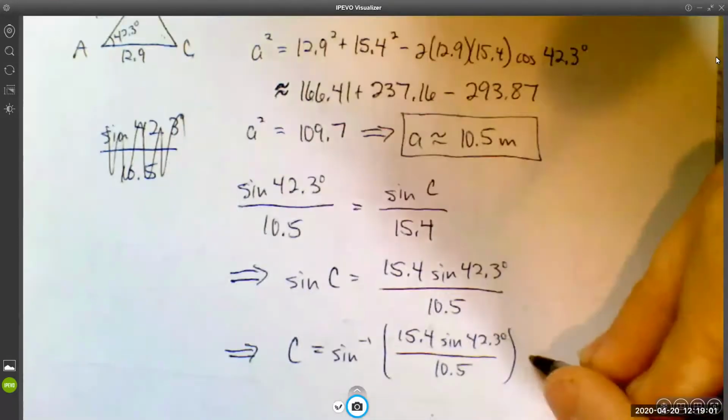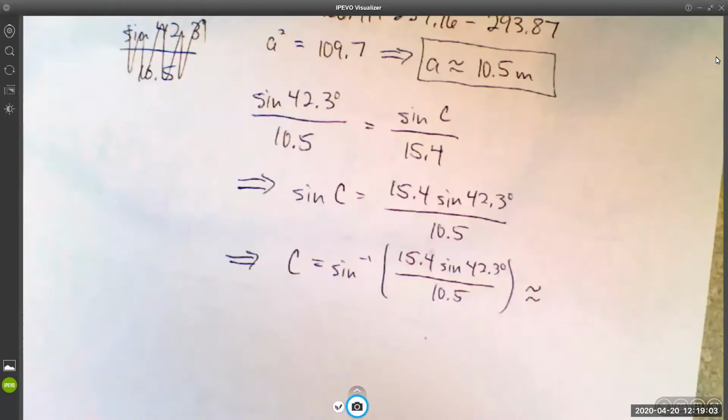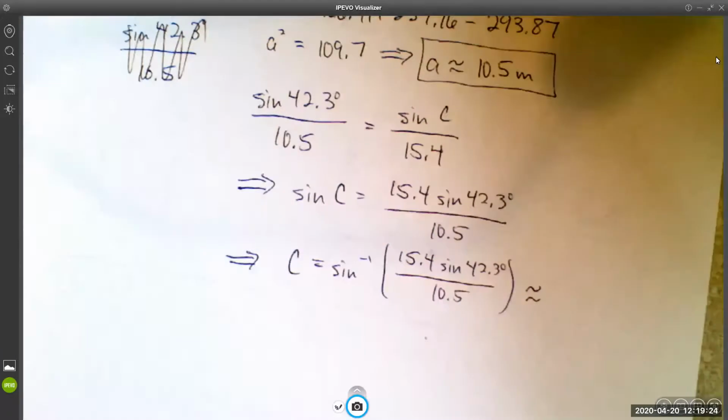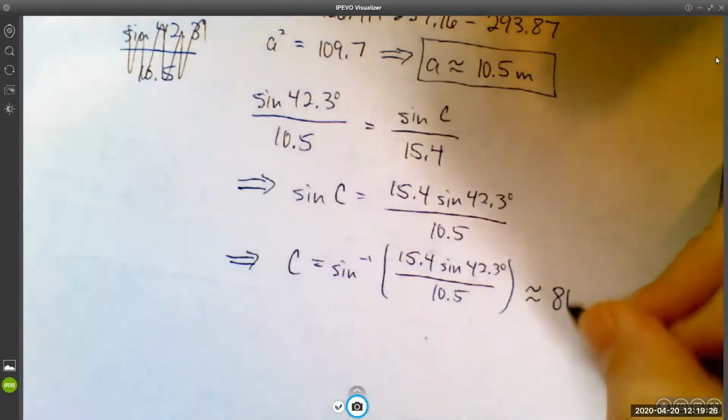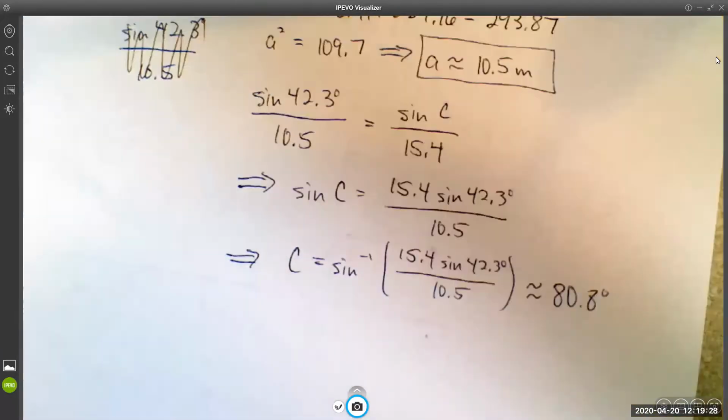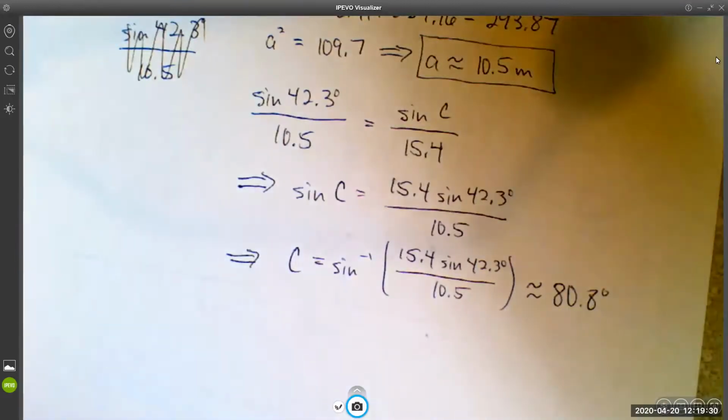Let's see about how much that is. So I'm doing sine inverse 15.4 sine 42.3. Again, make sure you're in degree mode. Divide by 10.5. And that comes out to about 80.8. Okay, so there's C.